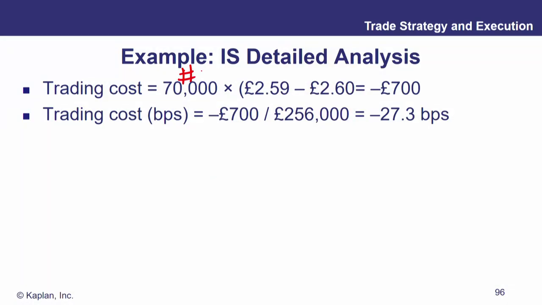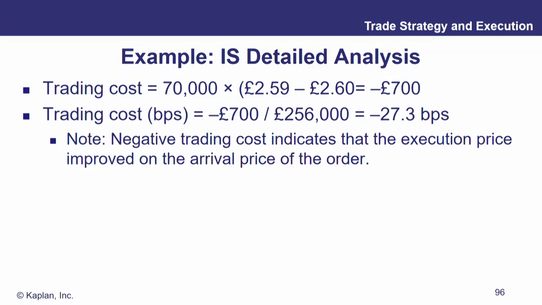Okay, so now we want to take a look at the trading cost, which is the next component in the implementation shortfall decomposition. So again, number of shares, 70,000. What do we know? The 259 was the arrival price. The 260 was actually our executed price. Remember, we got a better fill. So what happened with trading costs? Hey, negative again. I love negative costs. So 700 pounds negative, again, convert it to basis points. What do we have here? Negative 27.3 basis points.